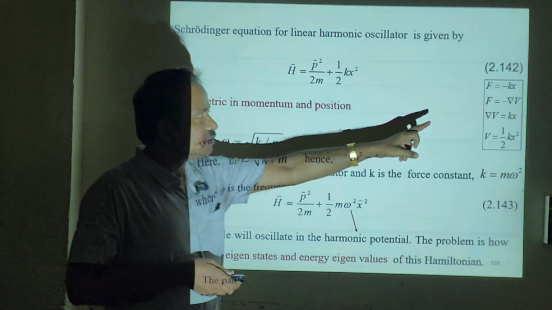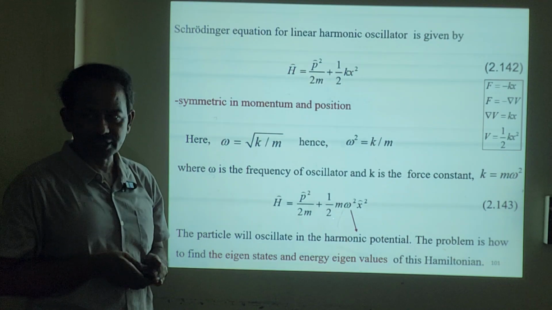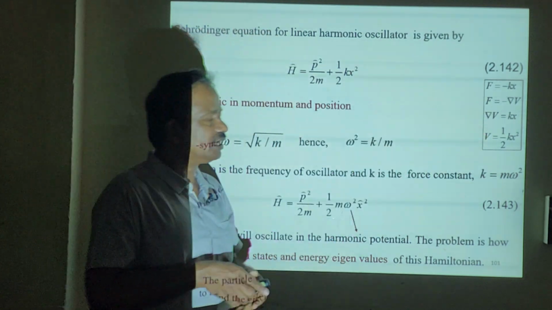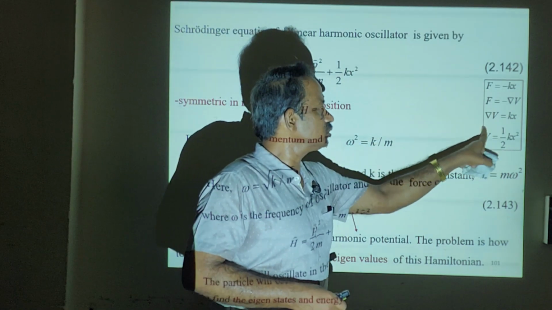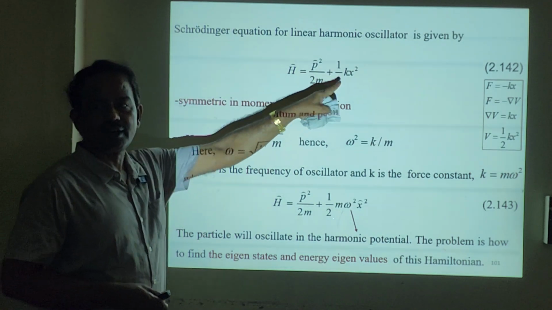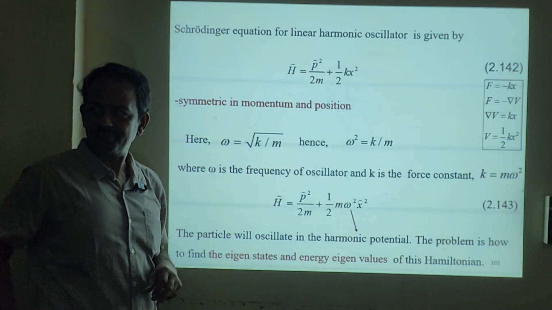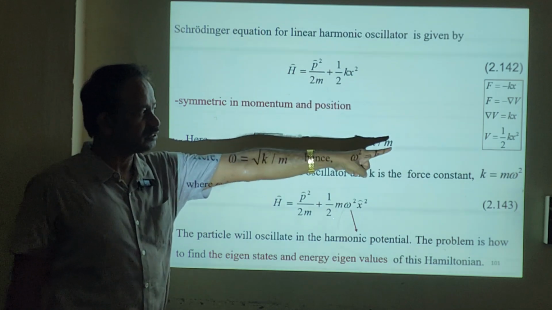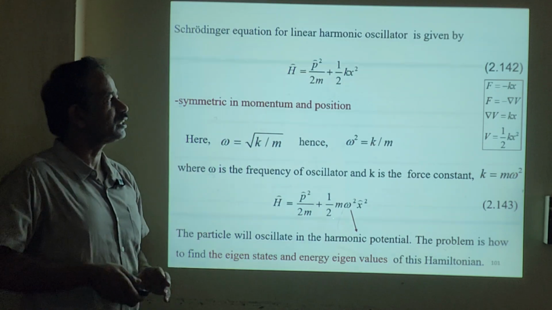And of course, the negative gradient of the potential is equal to the force. We know already F equals minus del V. Combining these two equations gives del V equals kx. Integrating on both sides gives V equals half kx squared. So your potential energy becomes half kx squared. Is it okay? So kinetic energy p squared by 2m plus your potential energy, instead of V you can substitute half kx squared. Put together, that will give you the total energy.